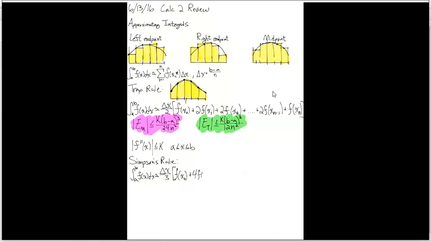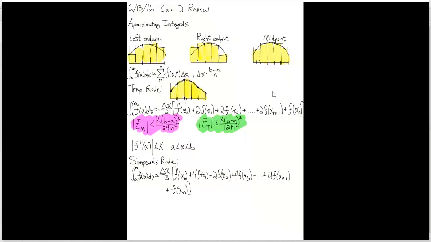We have 4 times the function at x1, and then 2 times the function at x2, and then back to 4 times the function at x3. And then it alternates between 2 and 4. The second last one is going to be a 4 again, and the last one, like we said, has a coefficient of 1. Right? And now this is Simpson's rule.